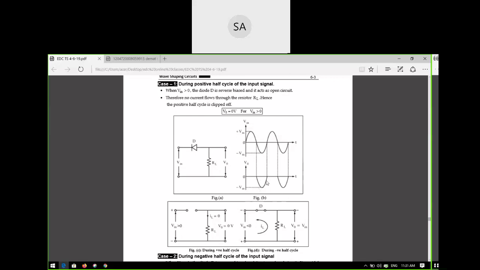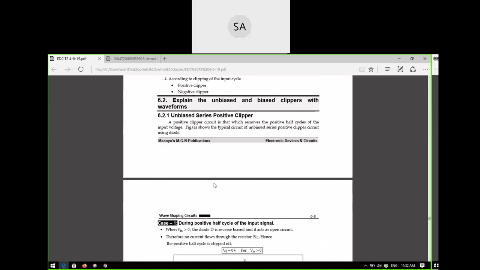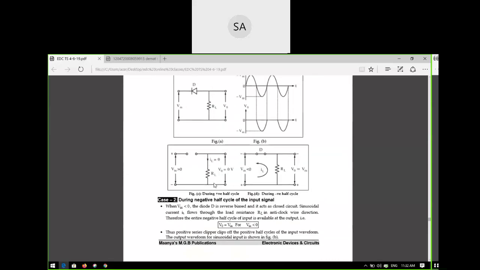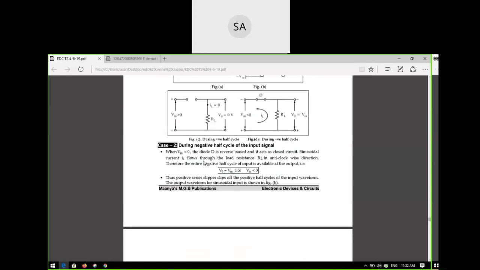Correct or not? It is also a half wave rectifier because you are removing some portion, with some DC voltage also added. So this signal is like a half wave rectifier. Correct or not? So this is the operation of the unbiased series positive clipper. Is it clear or not? All of you able to understand? Yes, sir. Only the status of the diode is very important, whether it is forward bias or reverse bias. That is the only reason you have to remember.